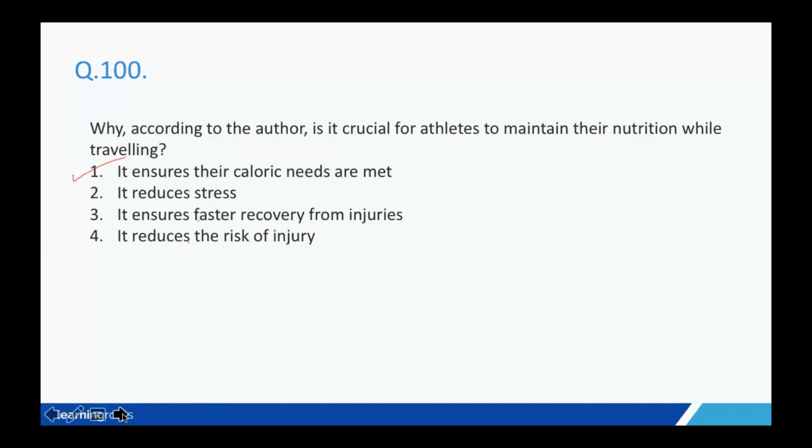Again, as I said, I've gone a little fast, but that's because the questions are fairly straightforward, fairly simple.